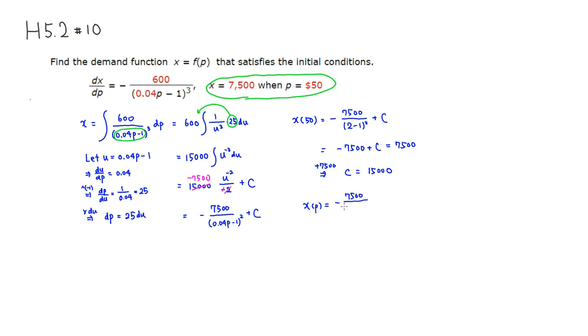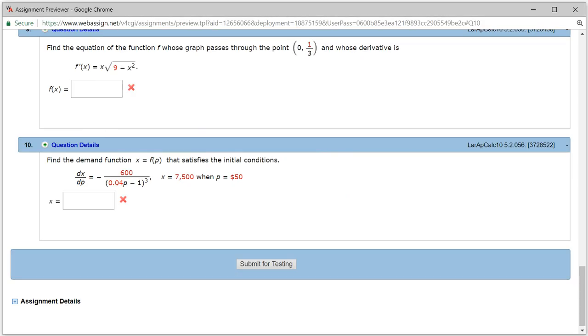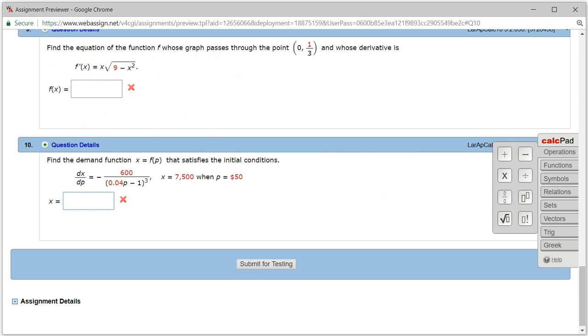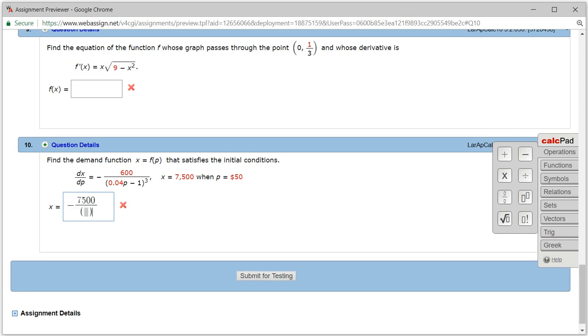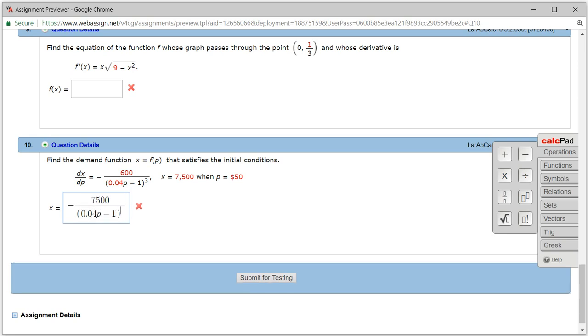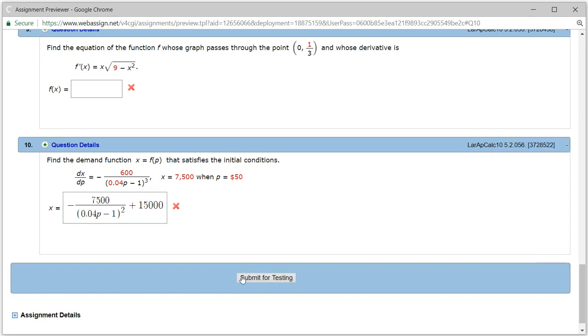So what you get is x of p is equal to negative 7,500 over 0.04p minus 1 squared, plus 15,000. Let's type it in. We have negative 7,500 over quantity 0.04p minus 1 squared plus 15,000. Let's check the answer.